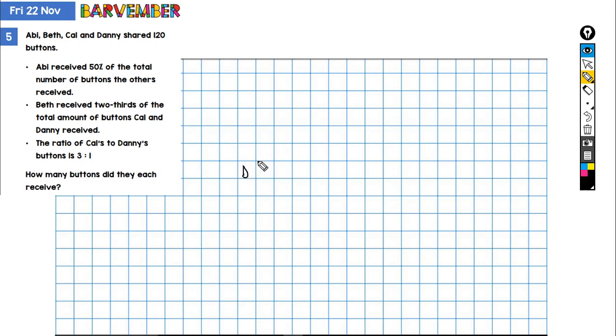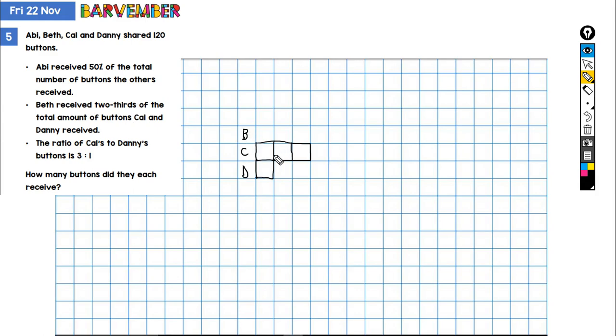Okay, so here's Danny and he's going to get my basic unit to start with. Okay, so Danny has 1 basic unit. Cal has 3 times what Danny has. And that's fine. So that's what Cal and Danny have, and we're told that Beth receives 2/3 of that total amount. Okay, so I want to draw a bar for Beth.